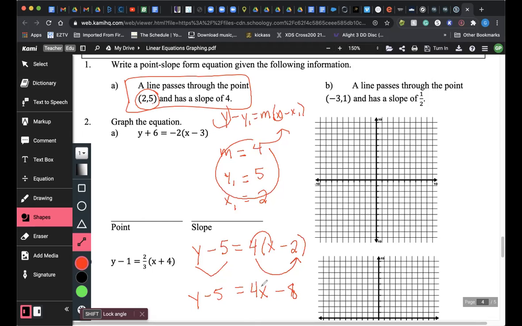I'm getting pretty far down on my page, so I'm just going to add 5 on top here. That's going to cancel out on the left. What's negative 8 plus 5? Negative 3. Very good. So my equation is going to be y is equal to 4x minus 3. That is my equation, and that is the answer to letter A.